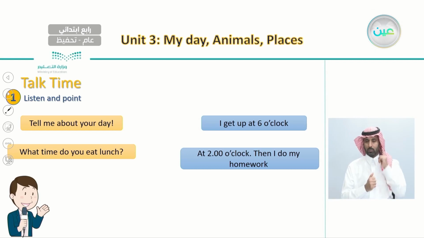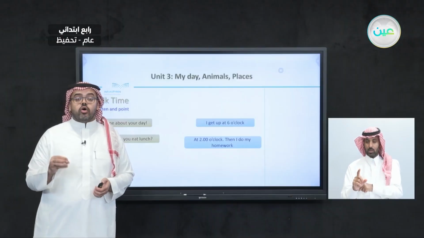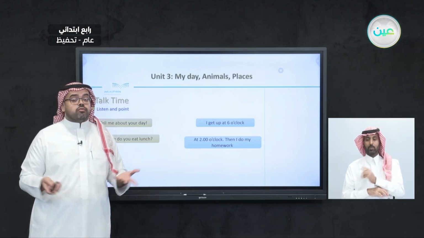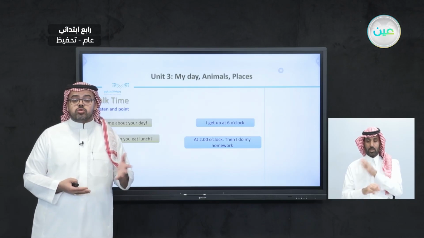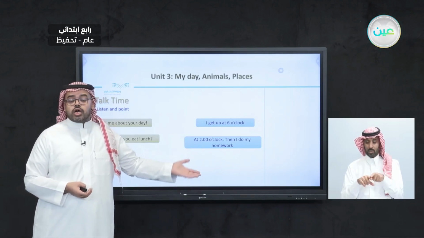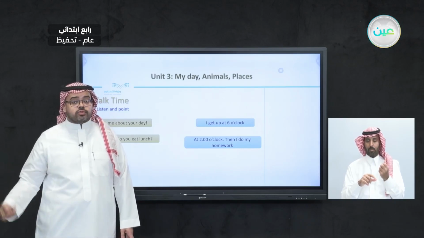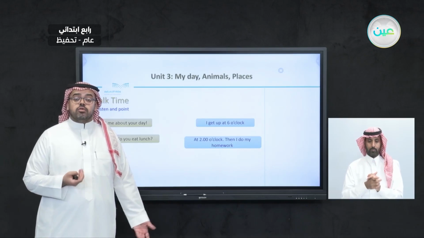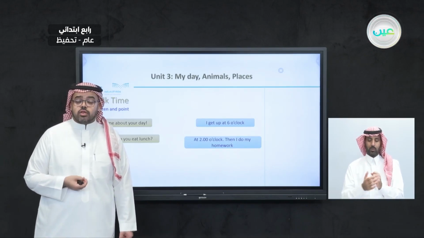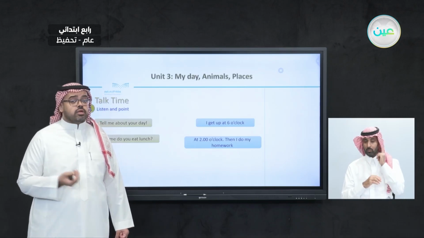Now let's listen to the second question we can ask someone to know his or her activities. The second question is, what time do you eat lunch? Here, the second question is for when we want to ask someone about his or her time of eating lunch. So, for example, I have lunch at 2 p.m. My friend has lunch at 1 p.m. and my other friend has lunch at 4 p.m. So here we have different times of having lunch. Now let's listen to the answer and we can know.